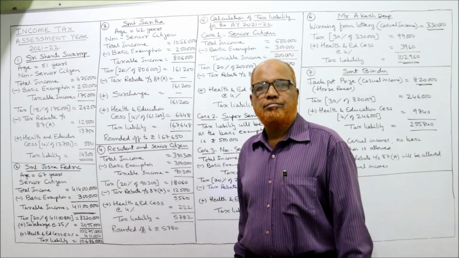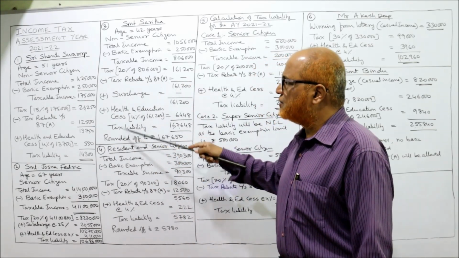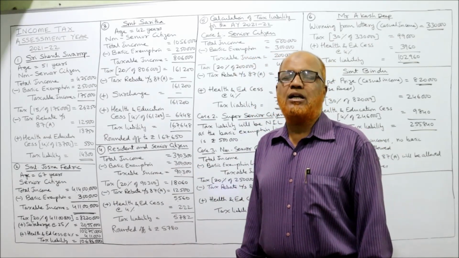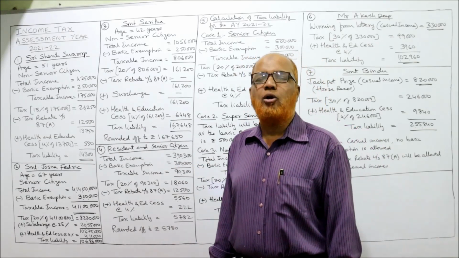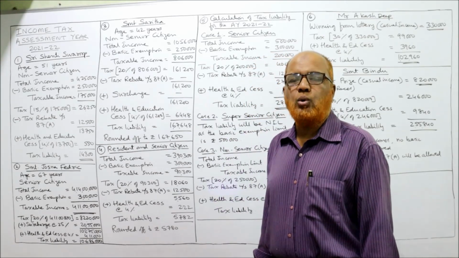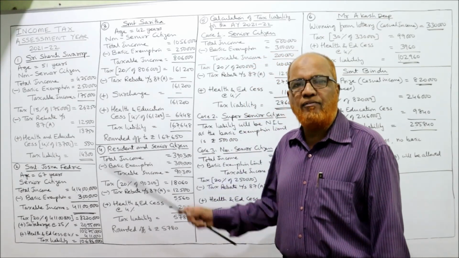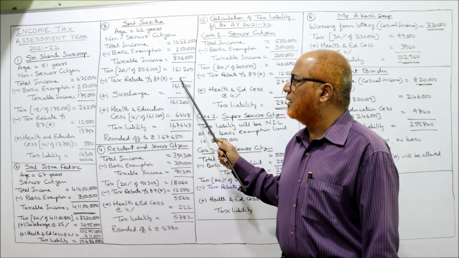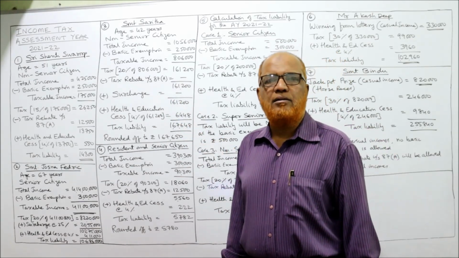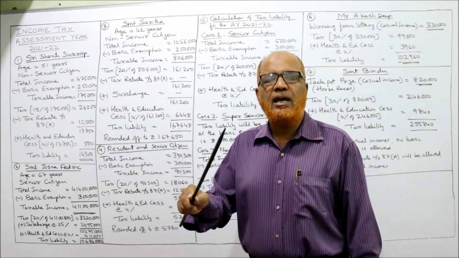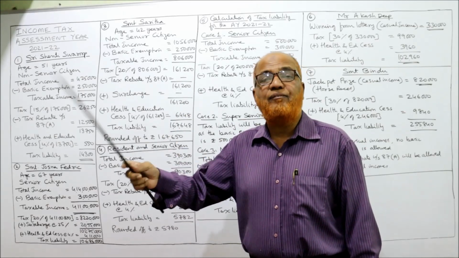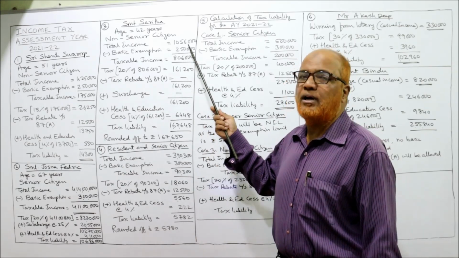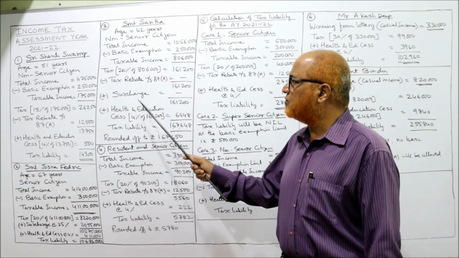So write it down. After completing this solution, you should give a note. Tax rebate under section 87A will not be allowed because the total income is above rupees 5 lakh. So tax rebate nil. Surcharge will not be applied. Surcharge will be applied only if the total income is above 50 lakh. Here it is not 50 lakh, it is only 10 lakh. So surcharge will not be there.